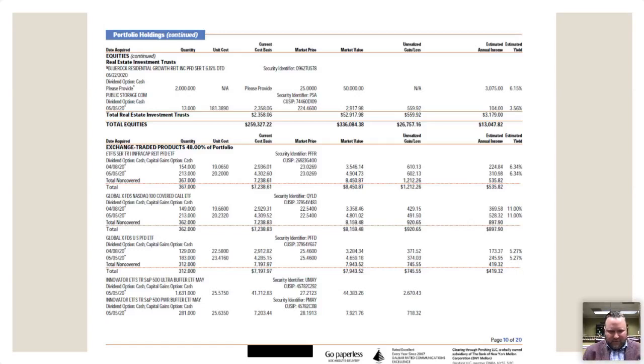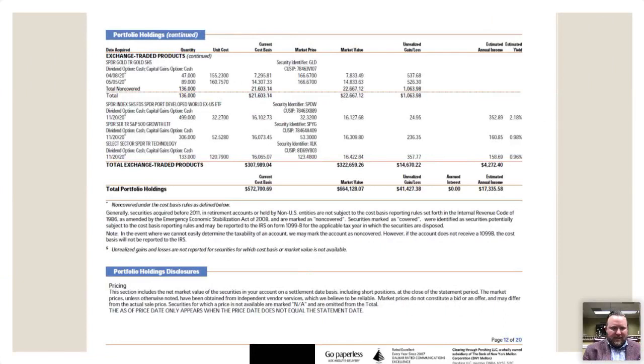So we kind of covered what those meant already, so I'm not going to go through each column again. But this is what the statement is going to look like for you. And the next page is exchange traded products continued. Next, we have gold. So gold is in this portfolio. We've got quantity of shares, the cost basis going straight across. And you can see the market value, unrealized gains and losses.